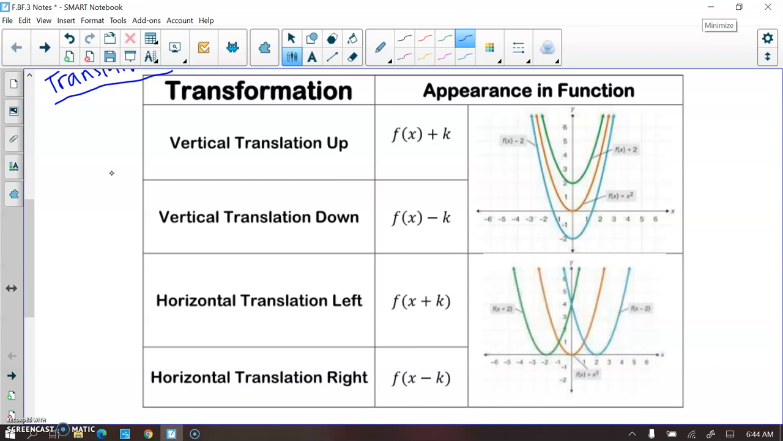We're going to first talk about vertical translations up and down. To do a vertical translation up, what we are going to do is we are going to add k on the outside of our function.